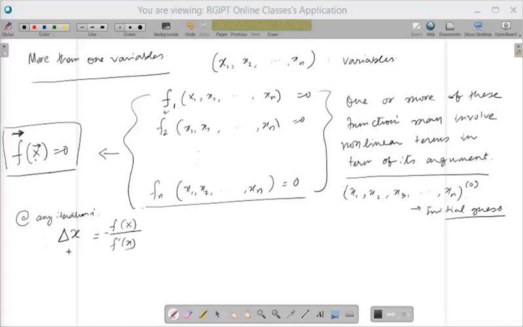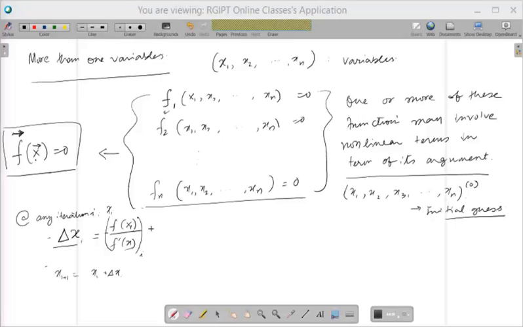You know x_i, you find delta x, and then update x_(i+1) by x_i plus delta x. So that was the scheme.